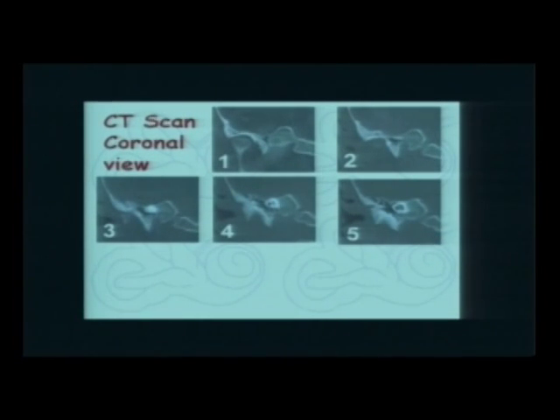If you have absence of this partition, this indicates that you have an IP2 malformation, which is a Mondini dysplasia. So this is an underdeveloped cochlea. Now we have a flat-topped cochlea, and we have to look for the other thing, which is a partition between the basal turn and the middle turn.